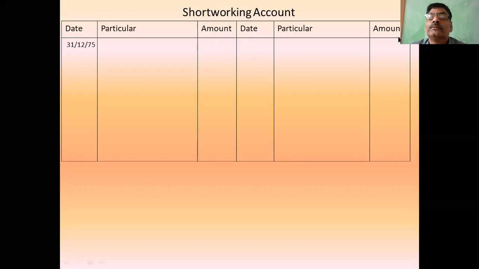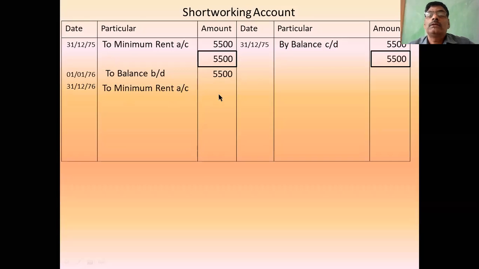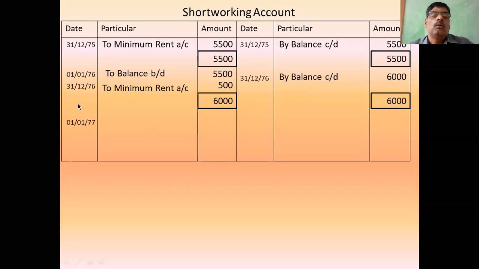Is it okay now? You see, 31st 12/78 minimum rent 5,500. 31st 12/75 goes to balance 5,500. Then 1/76 opening balance 5,500. And for 1976, again there is a SW that is recorded as minimum rent 500. Close the account, ascertain the balance. 31st 12/76, by balance carried down 6,000. 6,000 is the total. 1/77, to balance brought down 6,000.